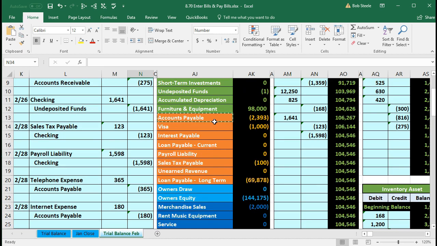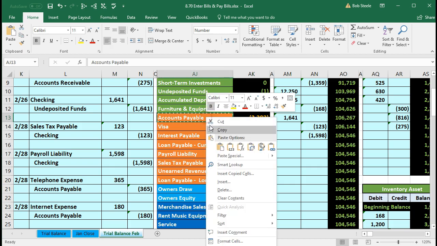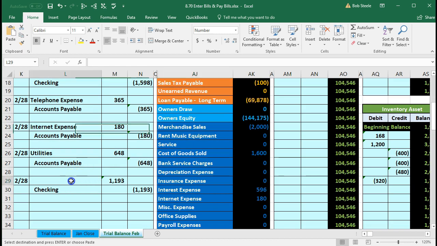So now we are going to think through it. However, this is a credit. We're going to do the opposite thing to it to make it go down because we're paying off the accounts payable, which in this case is a debit. So we'll copy the accounts payable. We'll scroll down, we'll put that in L29, right click and paste 1, 2, 3. We've now journalized the journal entry in the general journal.